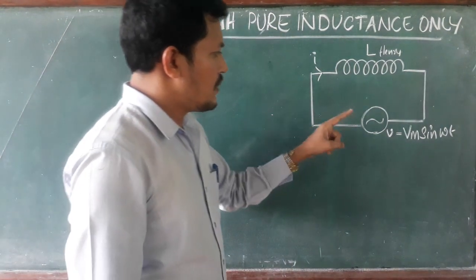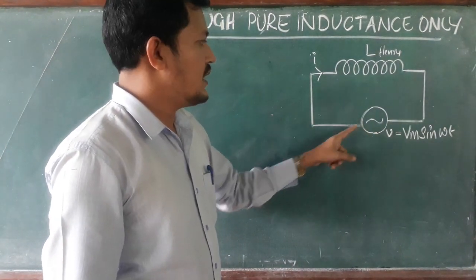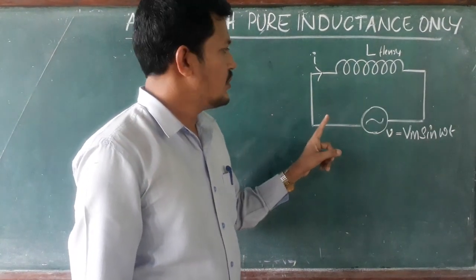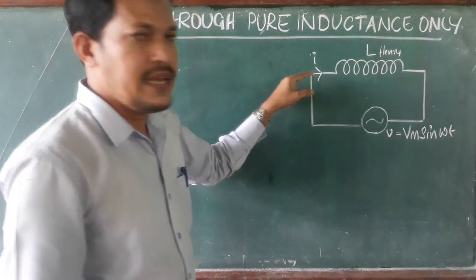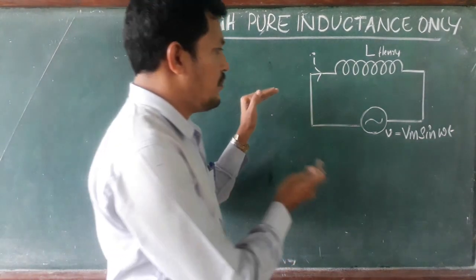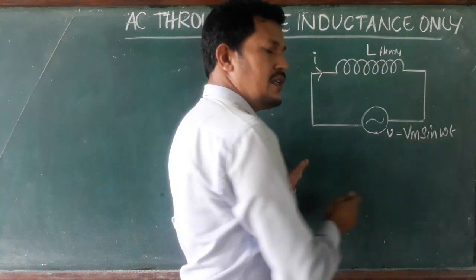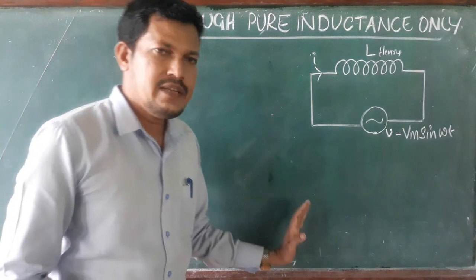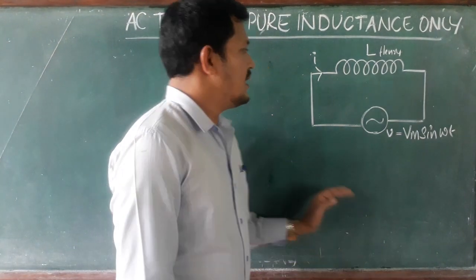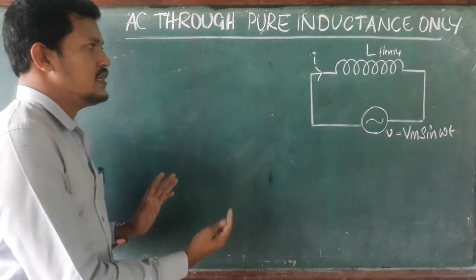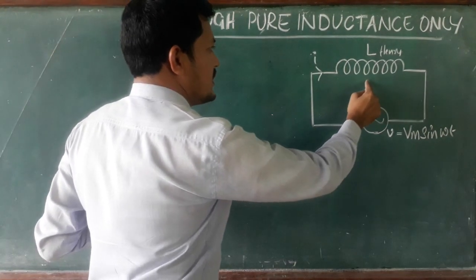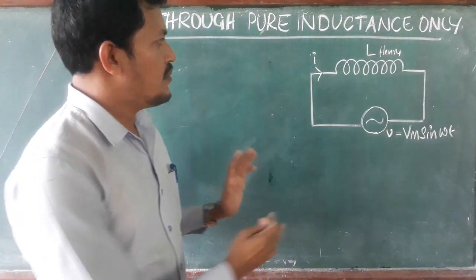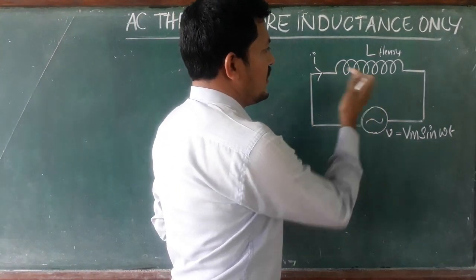Whenever we apply the voltage across the inductor, a current will flow, an AC current will flow through the inductor. So we are going to find the current expression. Then we can compare with the voltage expression, then we can draw the vector diagram or phasor diagram and waveforms. Then we can find how much power dissipates in the inductor. Before that, we want to study the characteristics of an inductor.